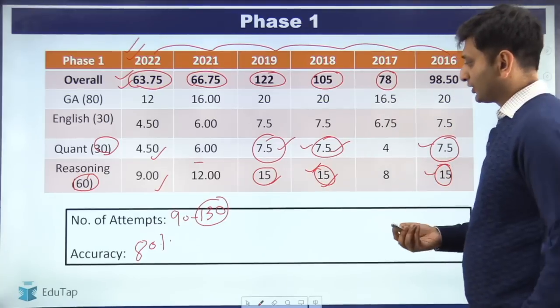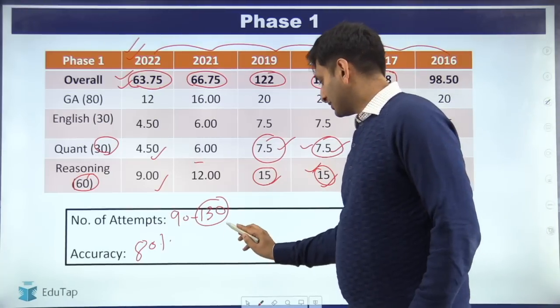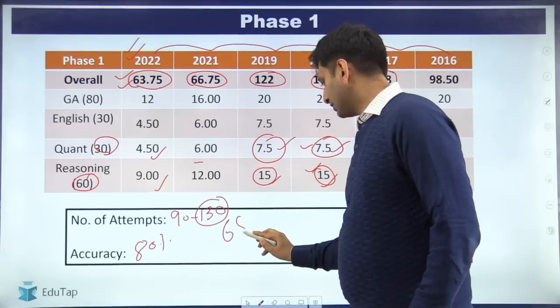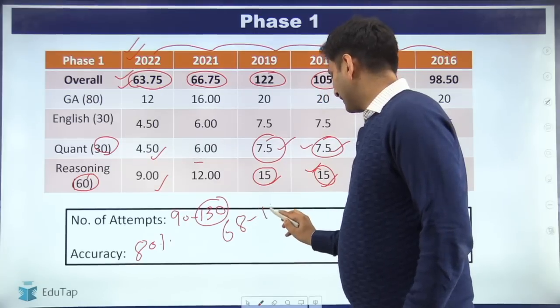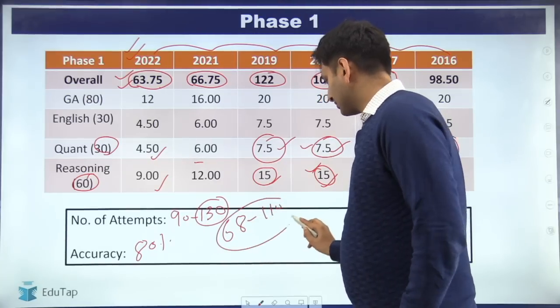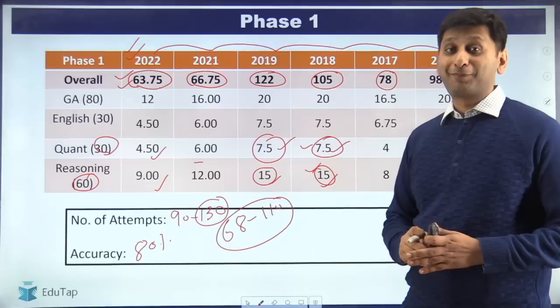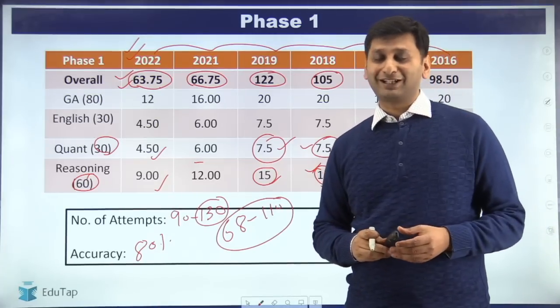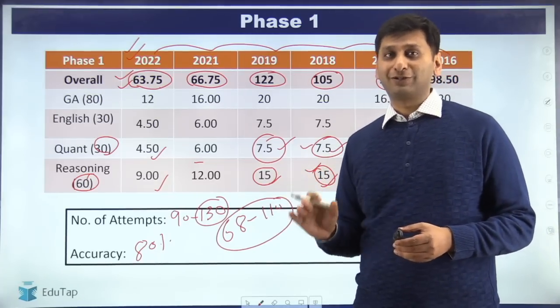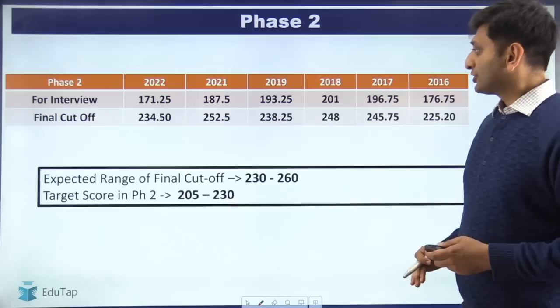Depending upon this, I think I'm telling you that your target score in phase one, depending on the difficulty level, is somewhere between say 68 to 110, somewhere on those lines. बाकी I don't expect that paper बहुत easy आएगा और cut off 130 चली जाएगी, but that is a rare possibility also. ठीक है. So that was about phase one, guys.